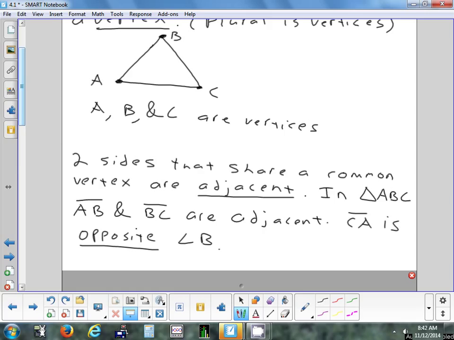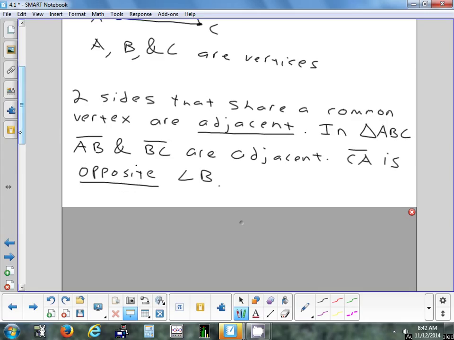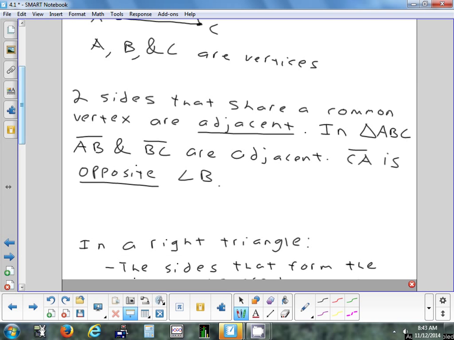What would be opposite angle A? What side would be across from angle A? Yep. BC. BC has nothing to do with angle A. If you took BC away, you'd still have angle A. It's the side that's farthest away from the angle. And that's important when we talk more about trig. In chapter 9 or 10, somewhere around there, we will talk more about sides that are adjacent to each other and opposite each other from angles.